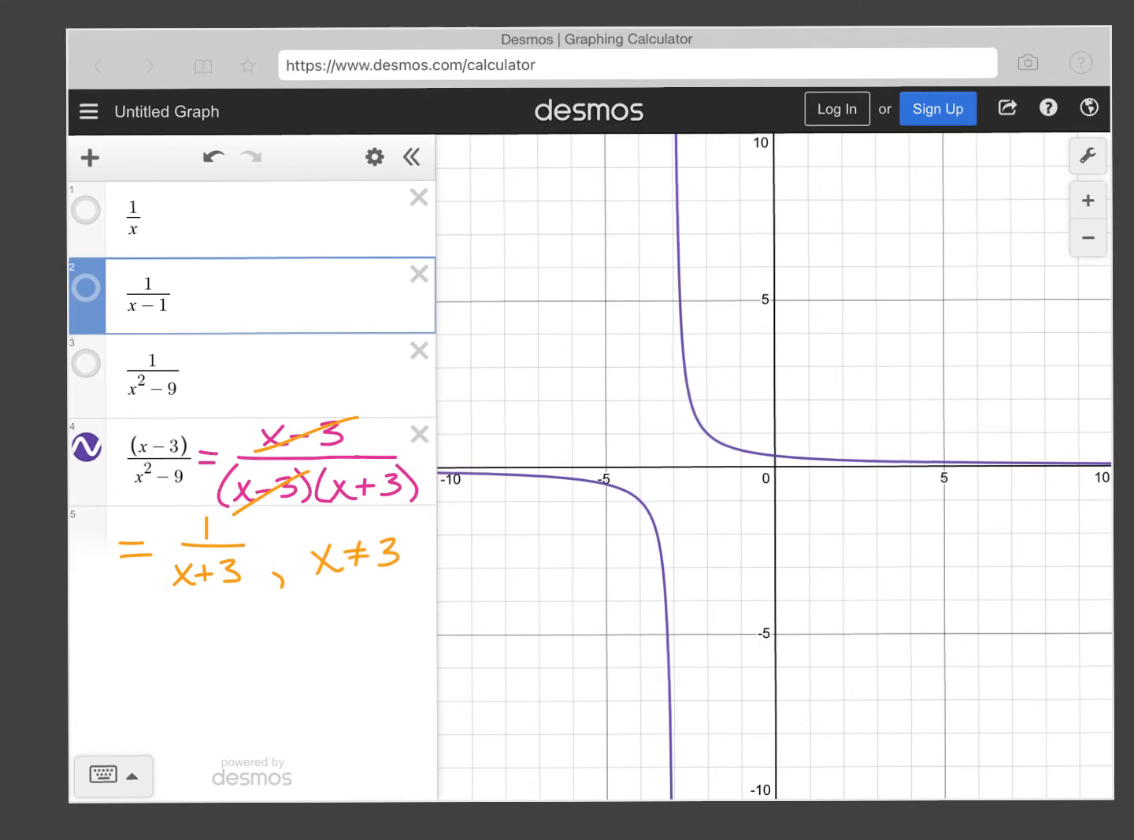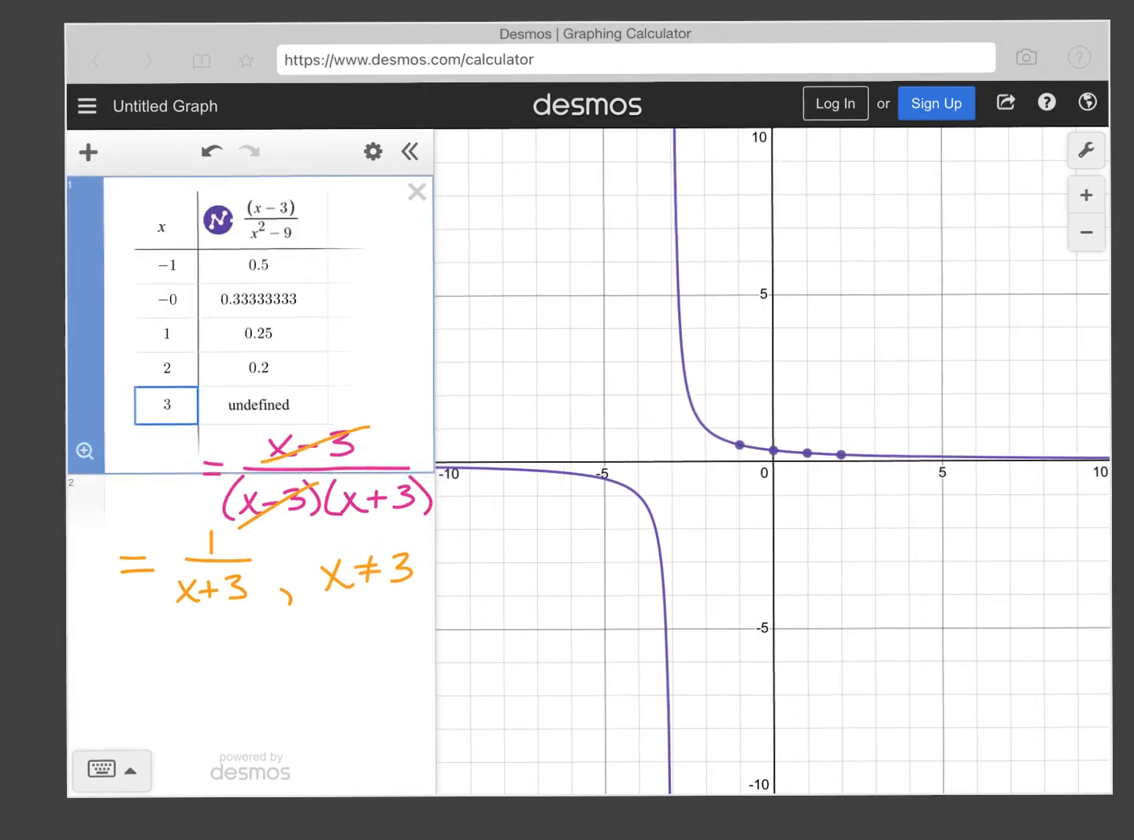Let's take a look. Looking at this table, we see that when x is 3, we're clearly undefined. It is difficult to see on here, but there is a very small hole right there. So this rational function that we started with has two discontinuities, one at 3 and one at negative 3. At negative 3, we have an infinite discontinuity, which is a vertical asymptote. At 3, we have a removable discontinuity, which is a hole.